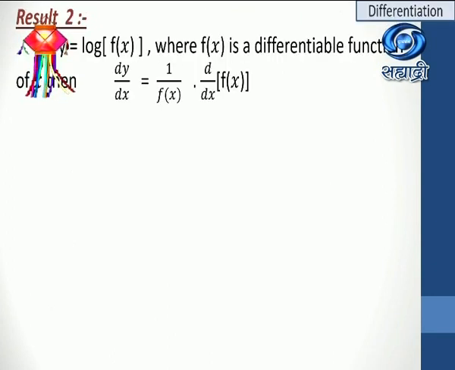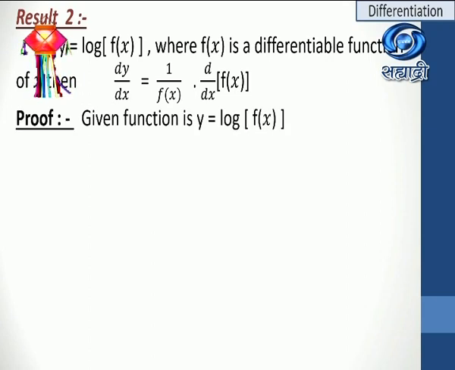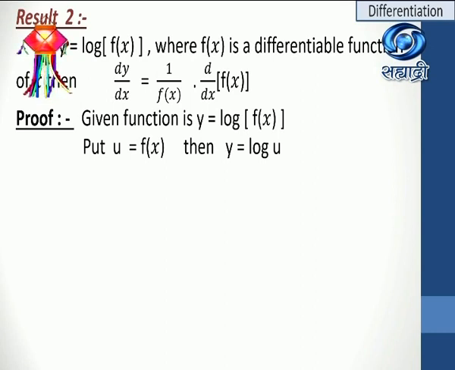Second result: if y is equal to log of f of x, where f of x is a differentiable function of x, then dy by dx is equal to 1 upon f of x into the derivative of f of x. We know that log of f of x is a composite function. Log x is a standard function. Here x is replaced by f of x. So log of f of x is a composite function. To prove this, the given function is y is equal to log of f of x. Put u is equal to f of x, then y becomes y is equal to log of u.